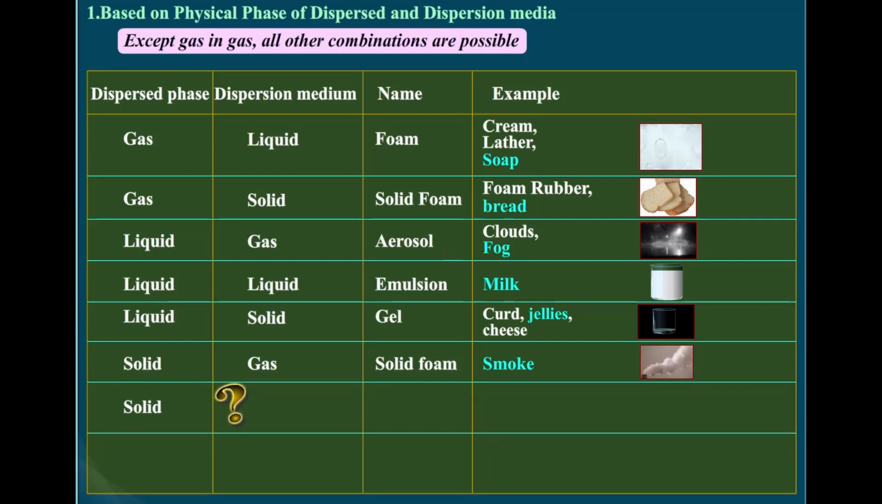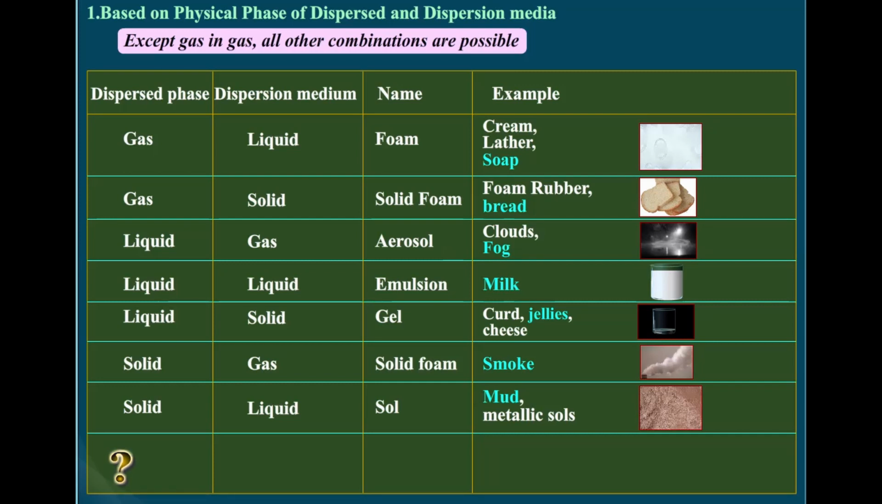The next type of colloid is solid in liquid. Solid in liquid type of colloid is called sol. It is SO for solid and L for liquid, easy to learn. So in a sol, the dispersed phase is solid and the dispersion medium is liquid. The examples of solid in liquid are mud and metallic sols. The ones given in your textbook are paints and cell fluids.